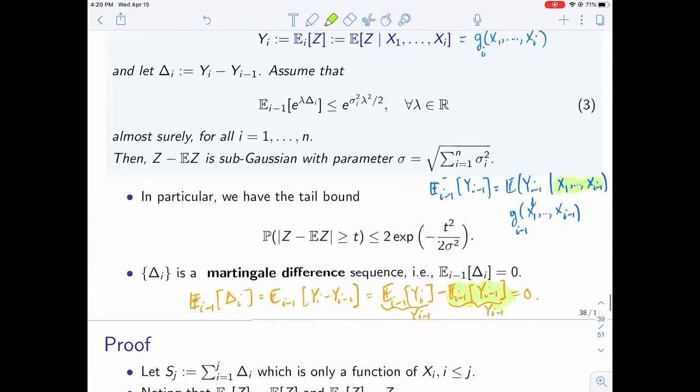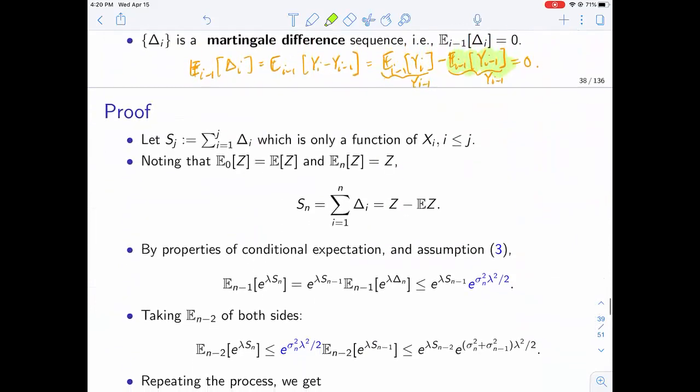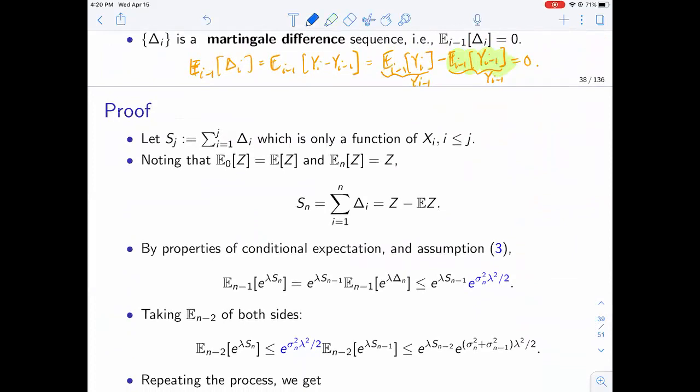Thank you. Okay, so let's see the proof. Maybe it becomes clear where the conditions come from. So let Sj be the sequence of partial sums of this Martingale difference sequence. Again, you can easily verify that Sj only depends on the xi's from 1 to j, so up to the information in the sequence x up to time j. That's not hard to see.